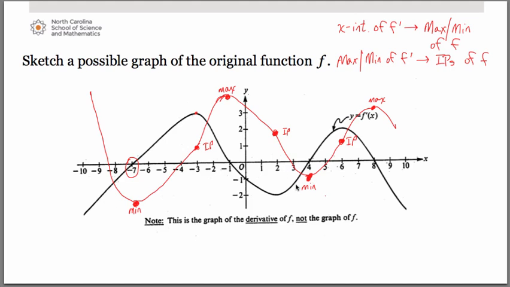It doesn't have to be perfect. As you can see, this one's not. But as long as it conveys the right idea, that it conveys the correct characteristics of the original function f, that's the important part.